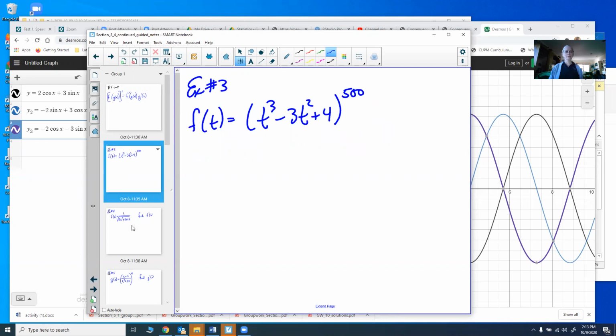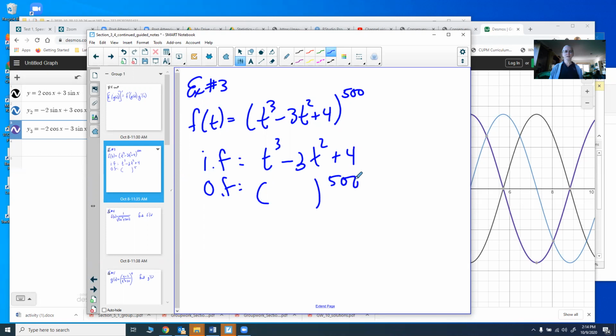So let's go ahead and take this one. Again, I like to figure out what is my inside function and what's my outside function. My inside function is whatever's inside. It's t cubed minus 3t squared plus 4 is inside, and it's inside something to the 500th power. So my derivative here would be 500 something to the 499th power. That's the derivative of my outside function.